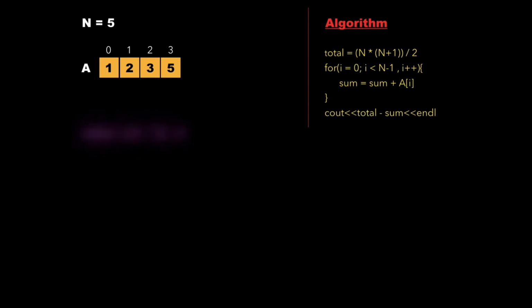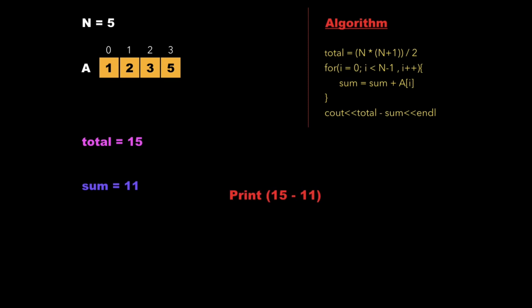So initially we calculate the value of total as 5 into 6 divided by 2, which is 15, and we initialize the value of sum as 0, and then we traverse the array from i equal to 0. So initially the value of sum was 0 and now the value of sum will be updated to 0 plus 1, which is 1. And we increment i. Now again the value of sum will be incremented to 1 plus 2, which is 3. And similarly we keep on incrementing i until i reaches the end position of the array. So the final value of sum will be 11, and now we can print total minus sum. So we print the answer as 4, which is the missing number.